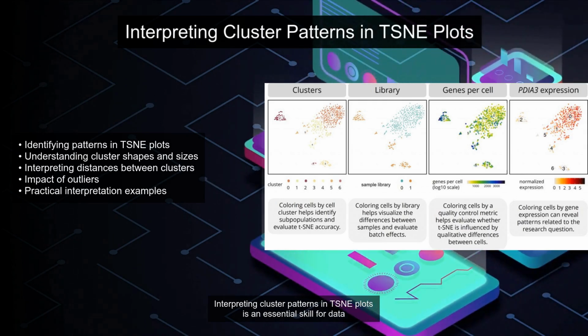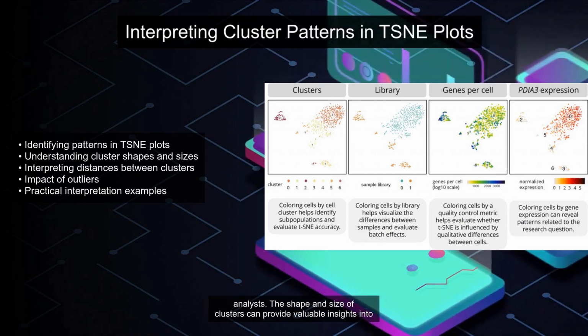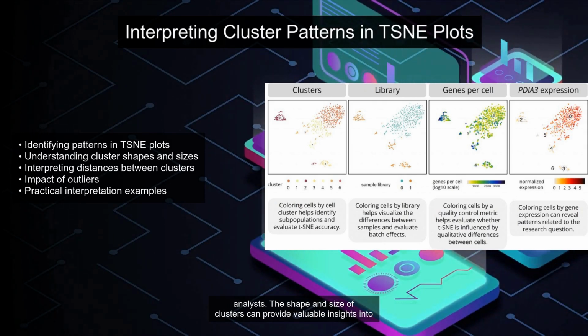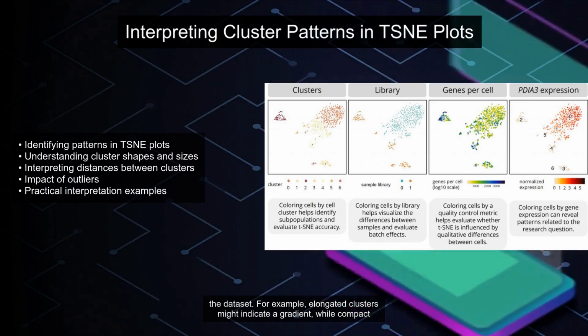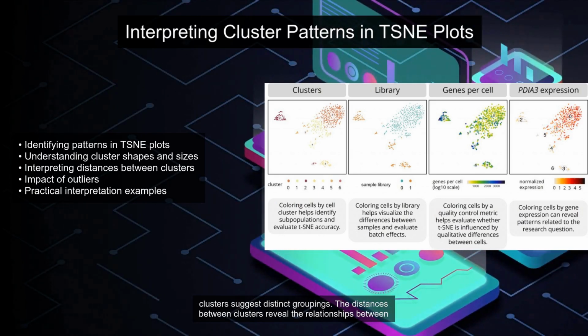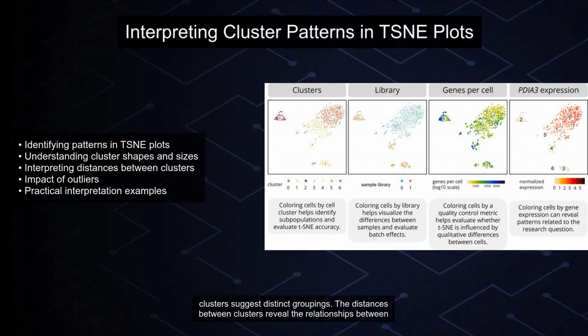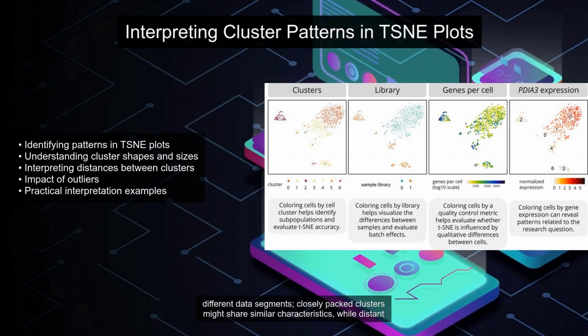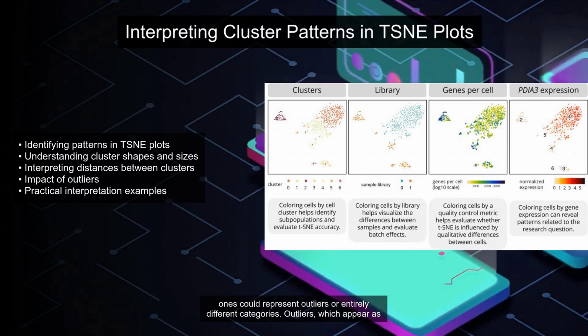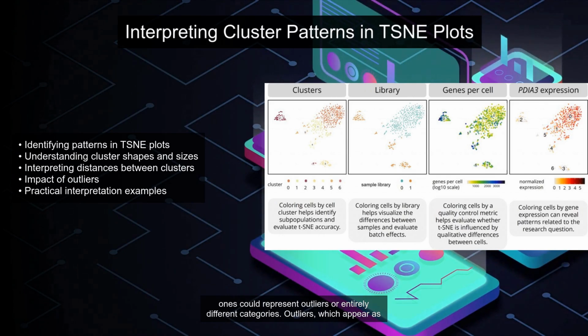Interpreting cluster patterns in TSNE plots is an essential skill for data analysts. The shape and size of clusters can provide valuable insights into the dataset. For example, elongated clusters might indicate a gradient, while compact clusters suggest distinct groupings. The distances between clusters reveal the relationships between different data segments. Closely packed clusters might share similar characteristics, while distant ones could represent outliers or entirely different categories.